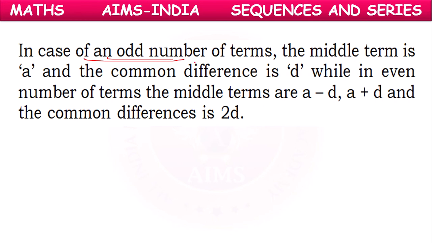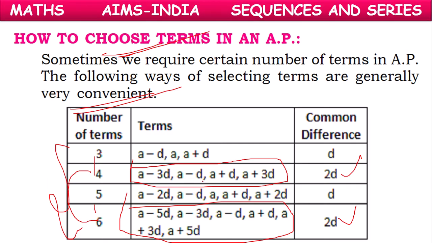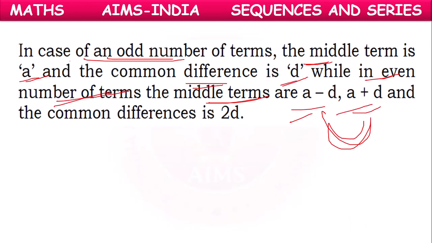So for an odd number of terms, the middle term will be A and the common difference is D. For an even number of terms, the middle term is not A, but A minus D and A plus D. Two terms will come, because out of 4 terms, these 2 terms are considered as middle terms. In 6 terms, the third and fourth terms are considered as middle terms. So the common difference will be 2D.